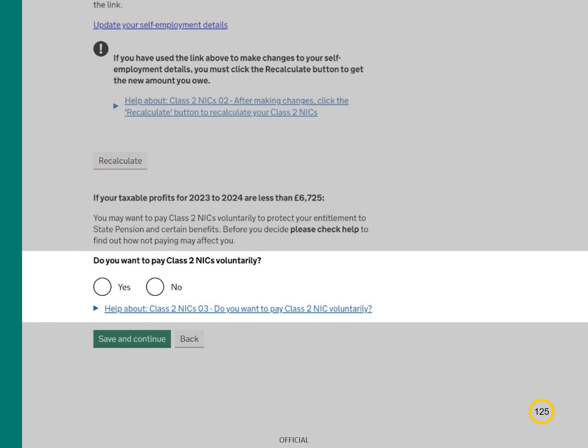If your taxable profit is £6,725 or above, also answer no. Where your profit is from £6,725 to £12,570, Class 2 NICs will not show in your calculation, but will be treated as paid for you. If it's above £12,570, the amount of Class 2 NICs due will be included in your tax calculation.